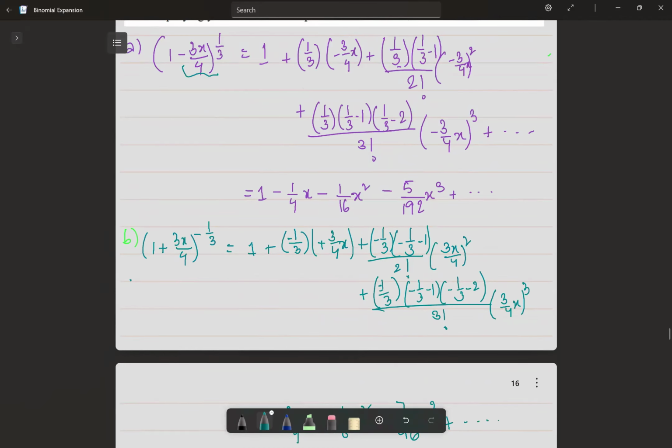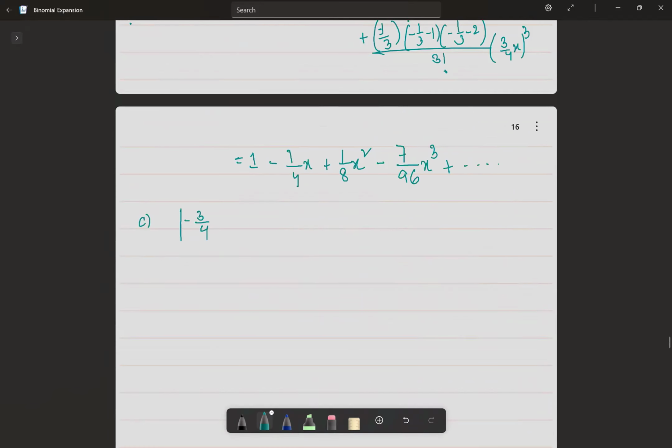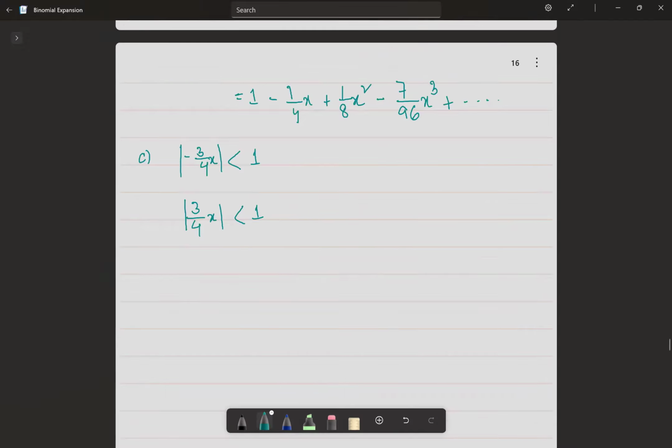So minus 3 by 4x is supposed to be less than 1. Now we know the job of these vertical bars is to make everything positive. So this negative sign will definitely turn positive and we will get 3 by 4x is less than 1, like this. So now this 4 is divided in here, it will go to the other side, get multiplied. This 3 is multiplied in here, it will go to the other side and get divided. So we are going to get x is less than 4 by 3.